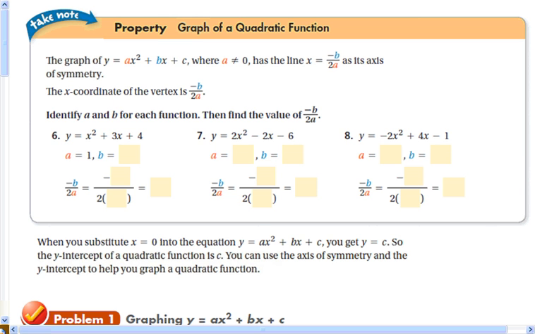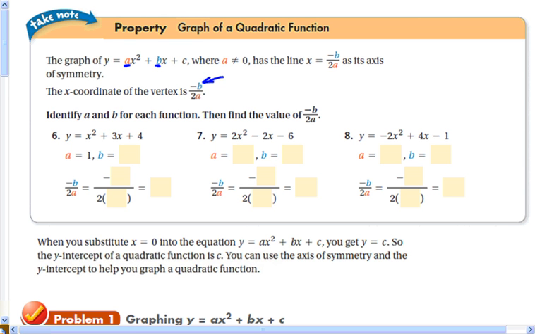All right, so a couple of properties are going to help you graph quadratic functions. The graph of y equals ax squared plus bx plus c, where a is not equal to 0, has the line x equals the opposite of b divided by 2a as its axis of symmetry. So to find the axis of symmetry, which means the line of symmetry of the parabola, you take the opposite of b, then multiply 2 times a and divide those two. I'll explain later on in the chapter why that is, but for now, you should just know that that's true.